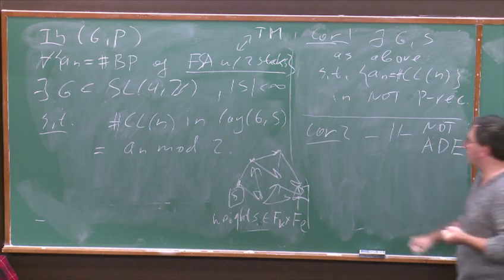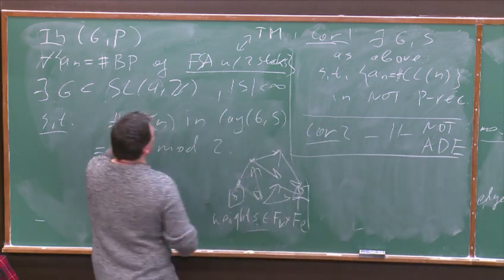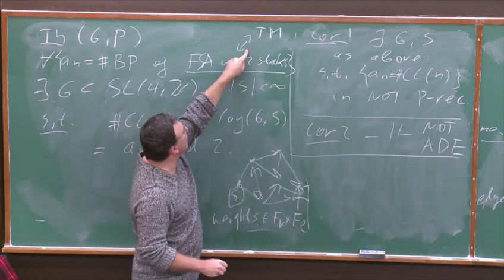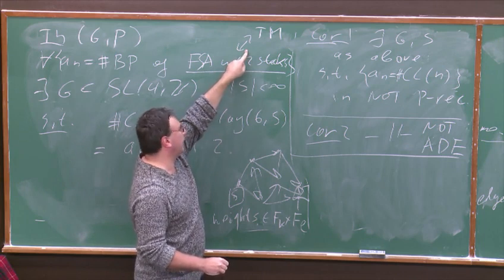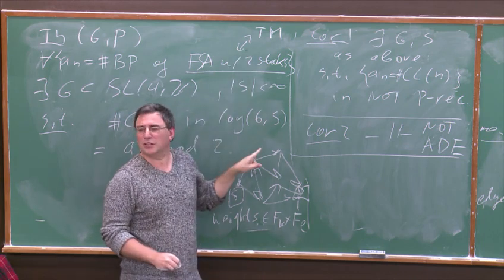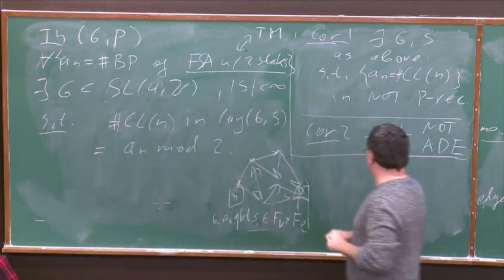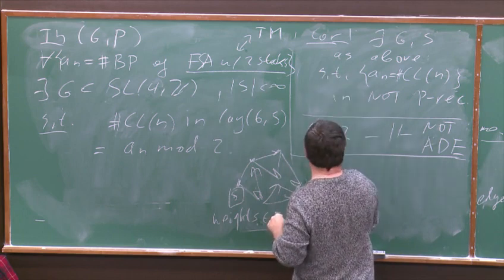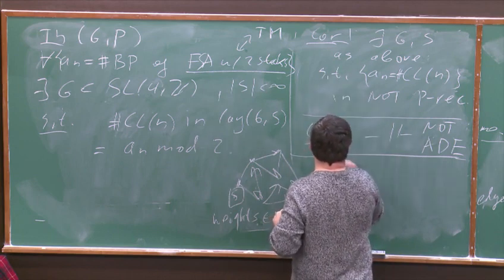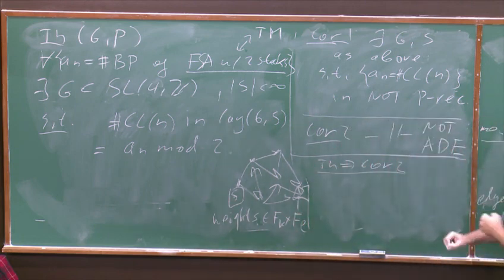Now, why can I do that? I can do that because, since the A_n can come from a Turing machine, I can do any kind of sequence I want for A_n. So let me not tell you how the theorem implies corollary one, but let me tell you how the theorem implies corollary two instead, which may be more interesting.